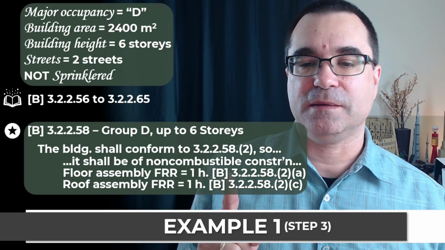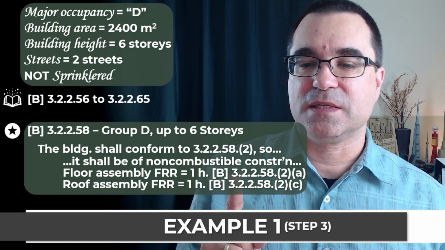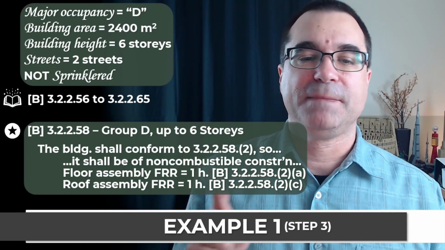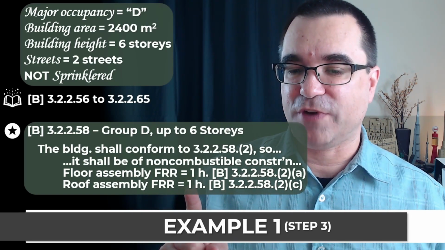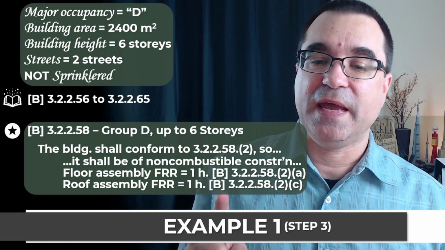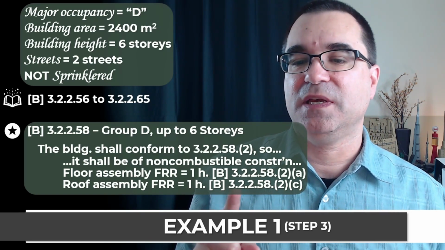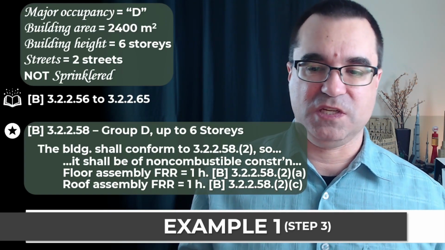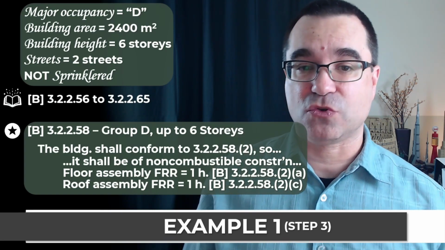Sentence, division B, clause 3.2.2.58.2a, and the roof assembly shall have a fire resistance rating of 1 hour, and the reference for that is division B, clause 3.2.2.58.2c. So that's the answer for this.